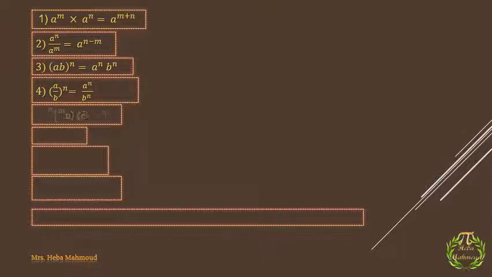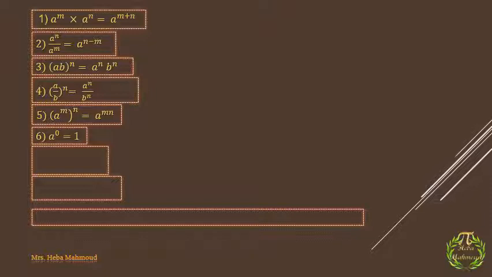Rule number 5, a power m all power n, you have here two powers, so we will make multiplying for them. So it will be a power m times n. Rule number 6, any number or any expression all power 0, the result will be 1. So a power 0 equals 1.